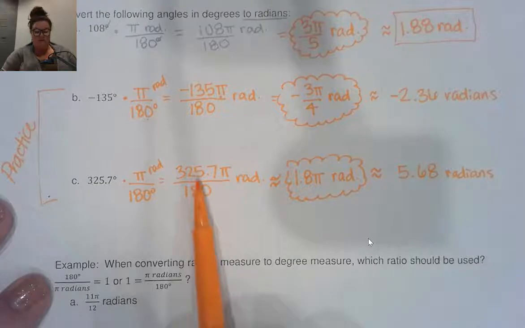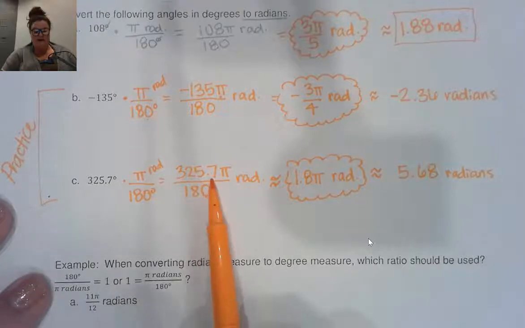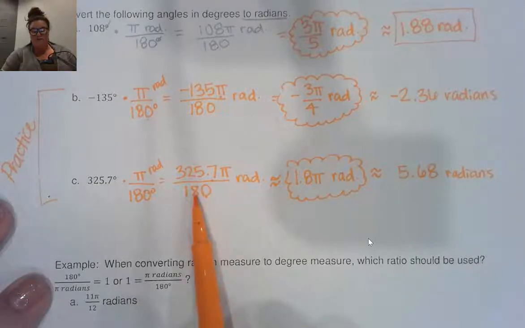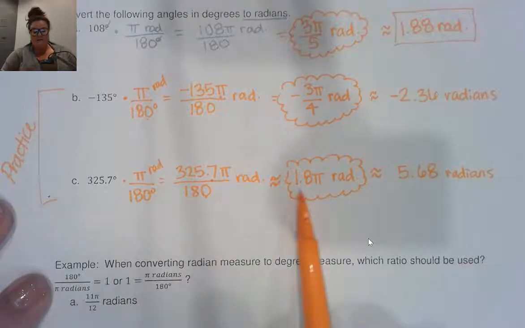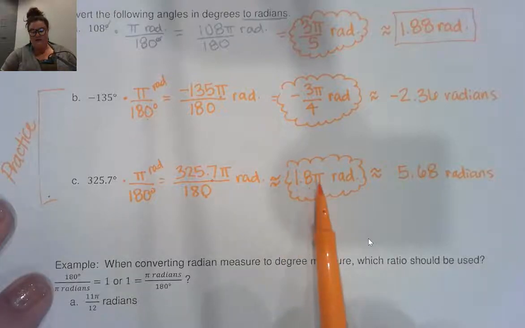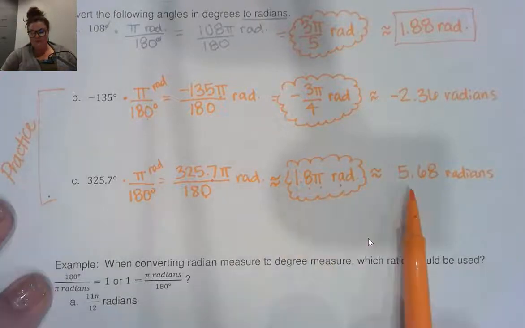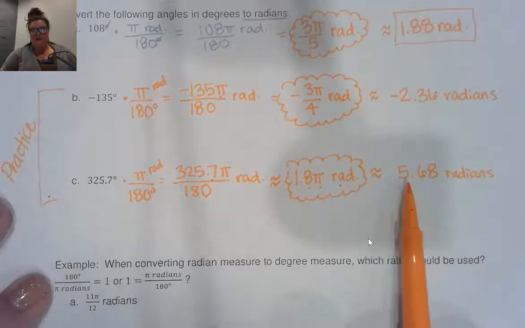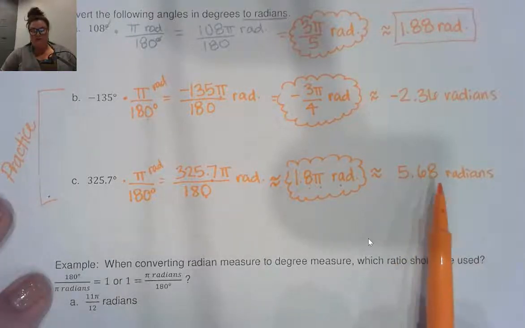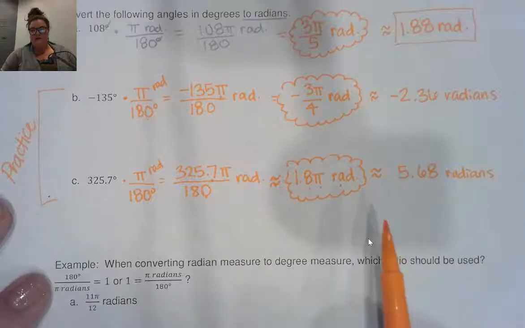Because obviously when we multiply by pi over 180, you're not going to be able to do this using your fraction button if that already has a decimal. So what I did is I went ahead and just divided the two numbers and just kind of approximated. So this becomes 1.8 pi radians, and then if we want it in a true decimal fashion here, then it's going to be 5.68 radians.